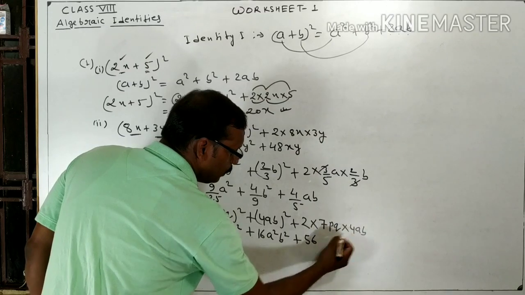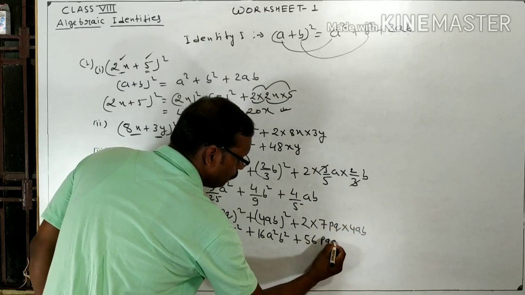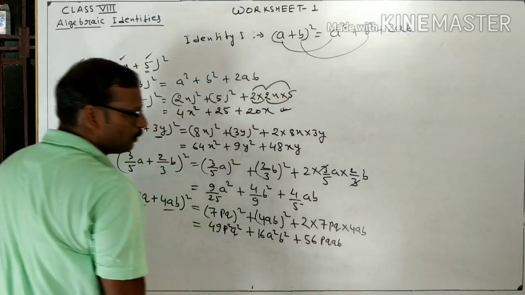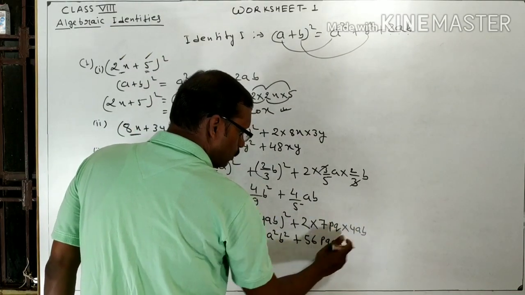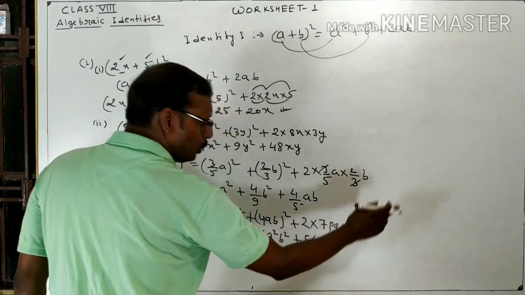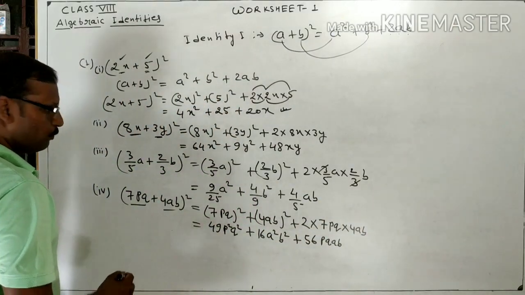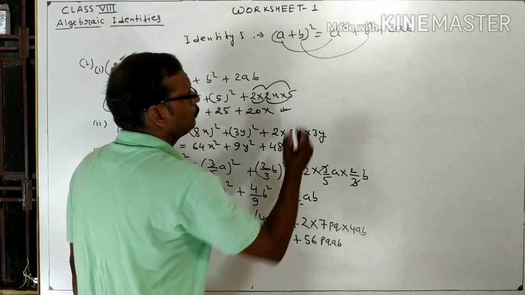And pqab, write pqab. If all are different variables, we only write down those variables. This is the product of pq and ab. So this is the answer.